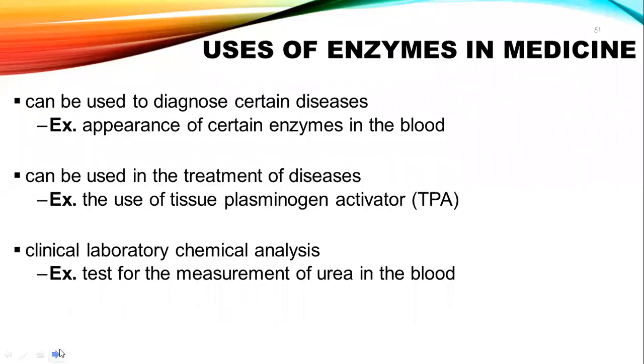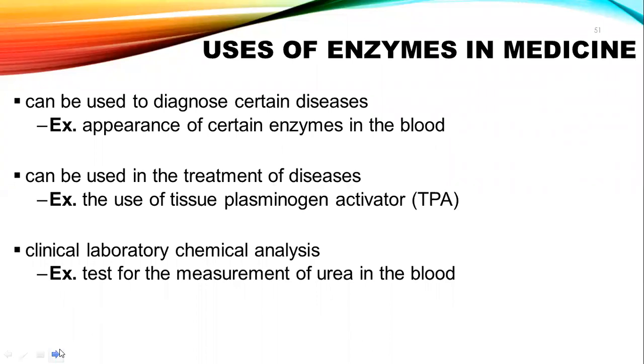There are uses of enzymes in medicine. The presence of some enzymes over others can be used to diagnose certain diseases. For example, some enzymes present in blood can diagnose certain diseases. And that's why we have blood tests. Blood tests are one way of detecting some enzymes. There is a particular enzyme that they would check to see whether you have some kind of disease or not.